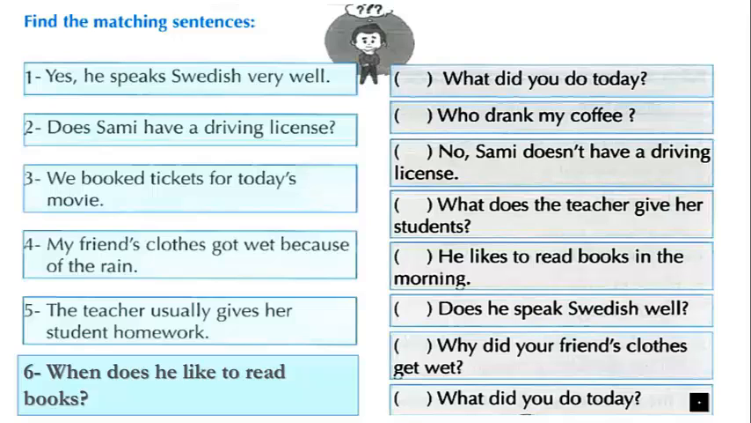What does the teacher give her students? He likes to read books in the morning. Does he speak Swedish well? Why did your friend's clothes get wet? What did you do today? Now, pause our video and take your time. Think more before answering.